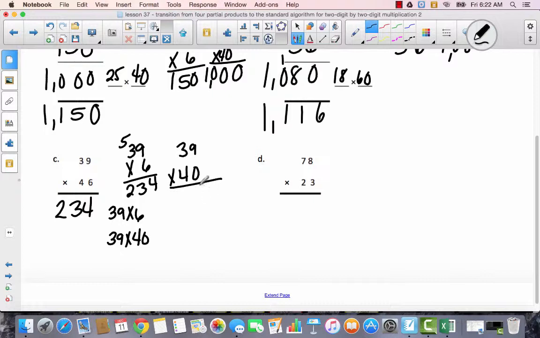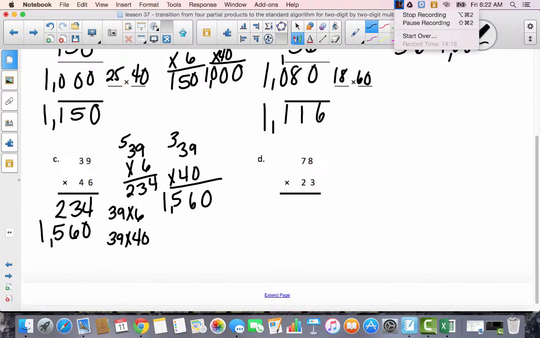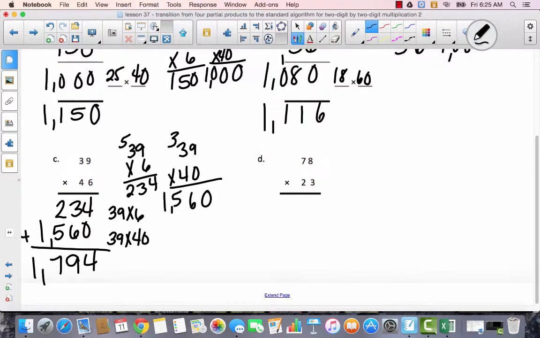And then I've got 39 times 40. So I'm going to put down my 0 because it's really 39 times 4. 9 times 4 is 36. 3 times 4 is 12, plus 3 is 15. So I have 1,560. All right, so now we're going to add these together and see what we get. 4 plus 0 would be 4. 3 plus 6 would be 9. And 2 plus 5 is 7. And then 1 would be 1.